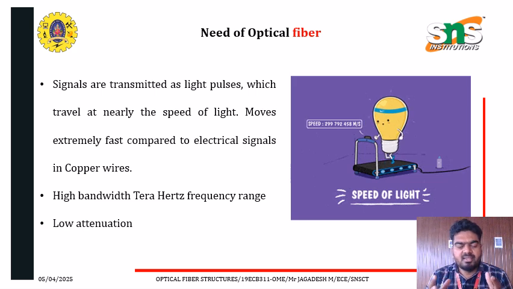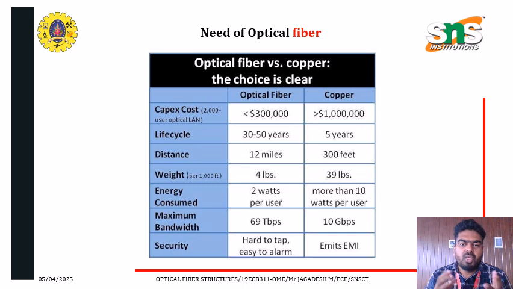Next reason is it has a higher bandwidth because it supports up to the terahertz frequency range. This is another reason why we are going for optical communication. Then low attenuation, that is, loss in optical fiber communication is very, very less. These are the things why we are going for optical fiber communication. Next, you can see this comparison. Here I have compared copper with optical fiber communication. In cost, life cycle, distance, weight, energy consumption, maximum bandwidth, security, in all the aspects, optical fiber is far better than copper. That's why we are considering optical fiber over other media.